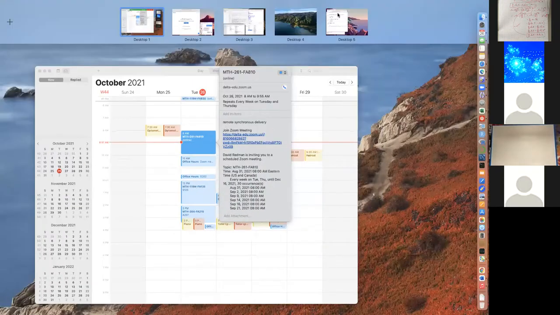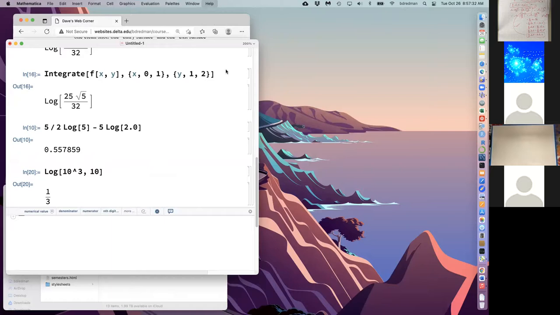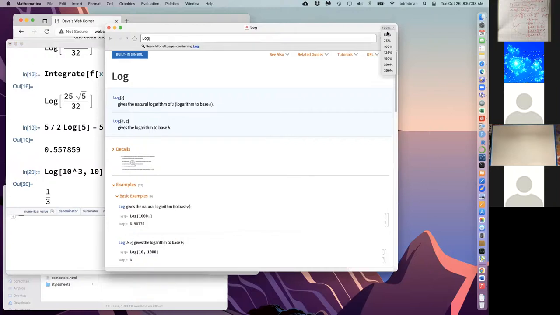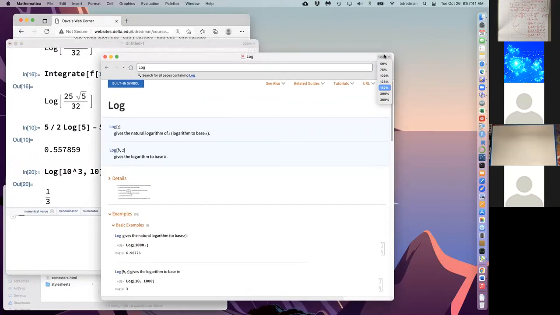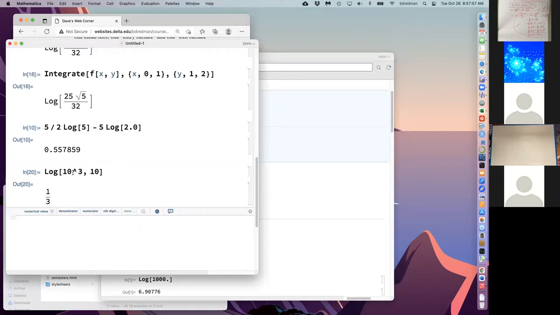So I'm going to share entire screen with you and go over here and look up Wolfram documentation. And let's talk about the log function. And I'll blow this up so you can read it a little bit easier. So here I learned that log gives the natural log of z, or the natural log of this argument to the base e. But if I want a base other than e, I have to put the base first. So that's why it responded with a 1/3. So what's the log base 2 of 32? That should be 5.